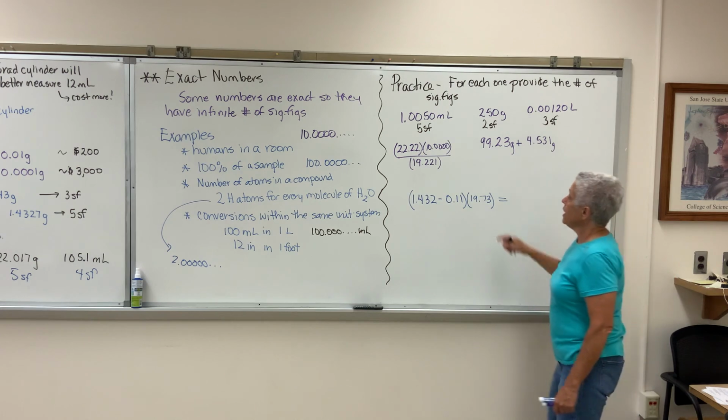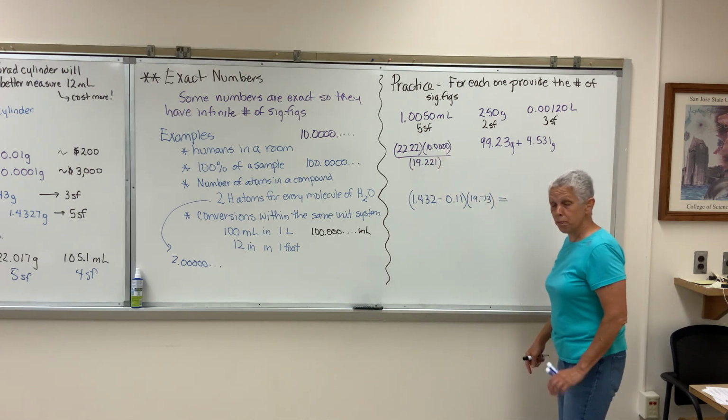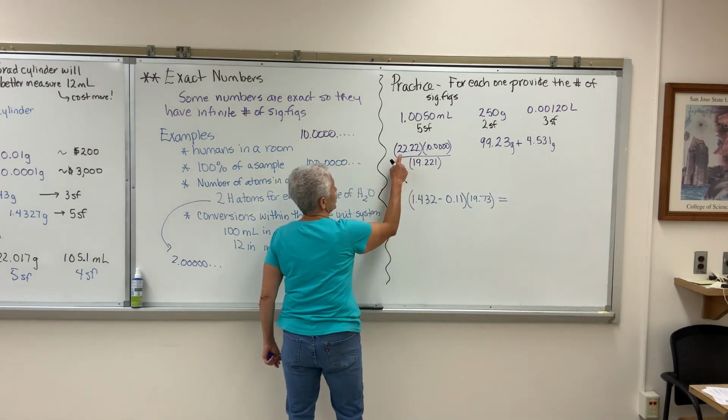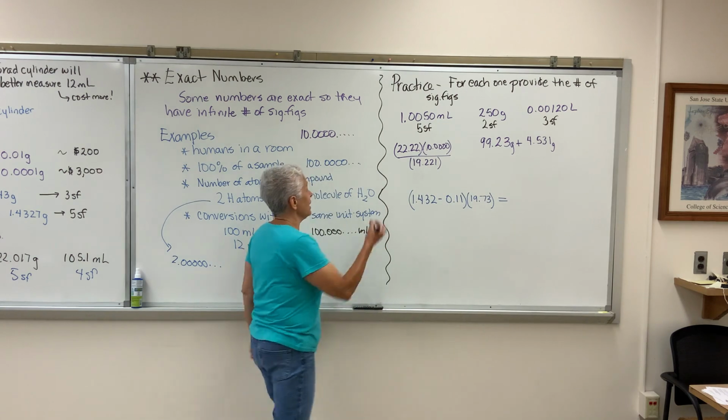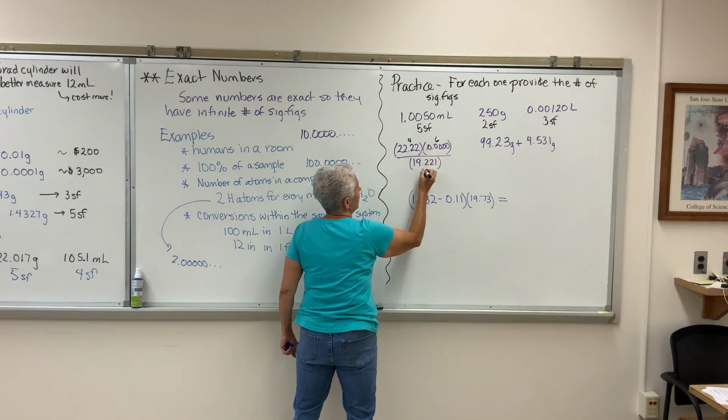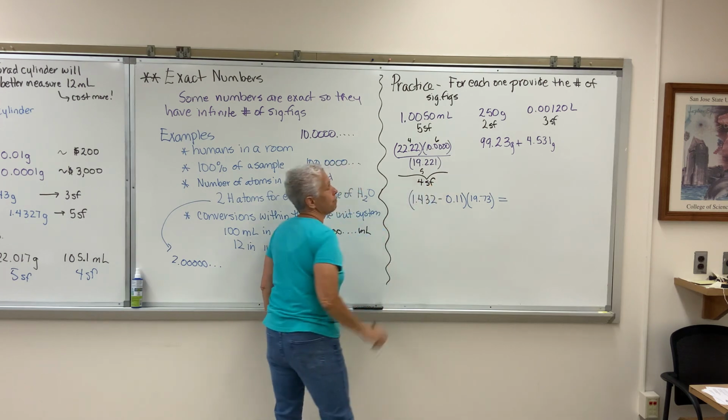This is all dividing and multiplying. So I count the number of significant figures for each one, and I pick the one with the least. I have 4 here, and 6 here, and 5 here. So the answer gets 4 SF.